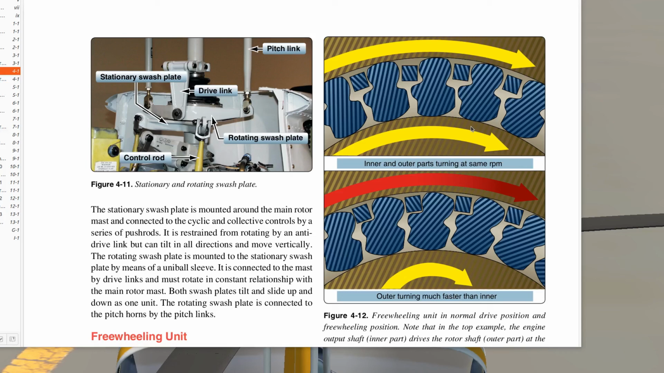Now, just a little terminology. If you're flying a Robinson and you look in the books, you will not see references to a freewheeling unit. You will see references to a sprag clutch, which is the exact same thing. That's just what Robinson happens to call it.